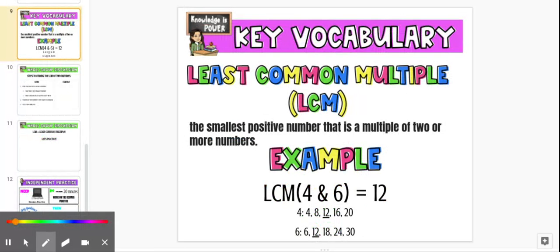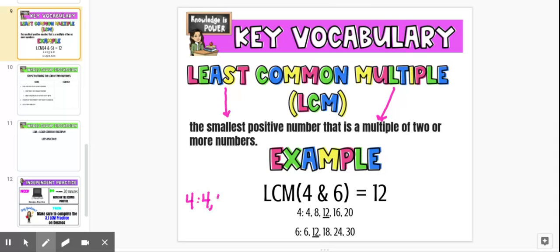Now we get to this problem where it says find the least common multiple. So least common multiple, or LCM, is the smallest. Smallest is least, right? Positive number that is a multiple of 2 or more numbers. So in this example, we have 4 and 6. So what I did first is I found the multiples of 4. 4, 8, 12, 16, 20. I went out about 5.